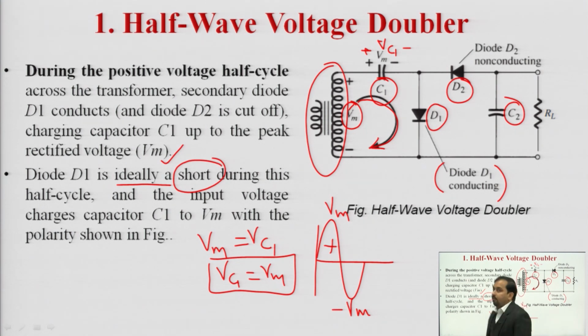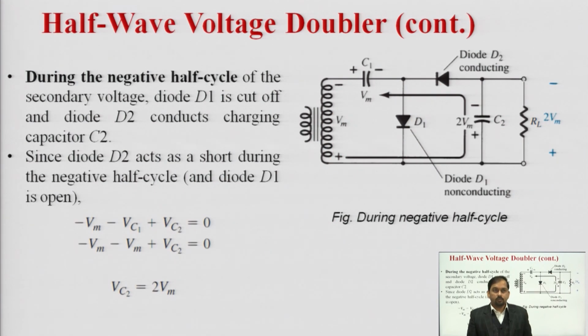If we are not connecting any resistance as a load here, then the capacitors will not discharge, right. So this is during the positive half cycle. Now what will happen during the negative half cycle?